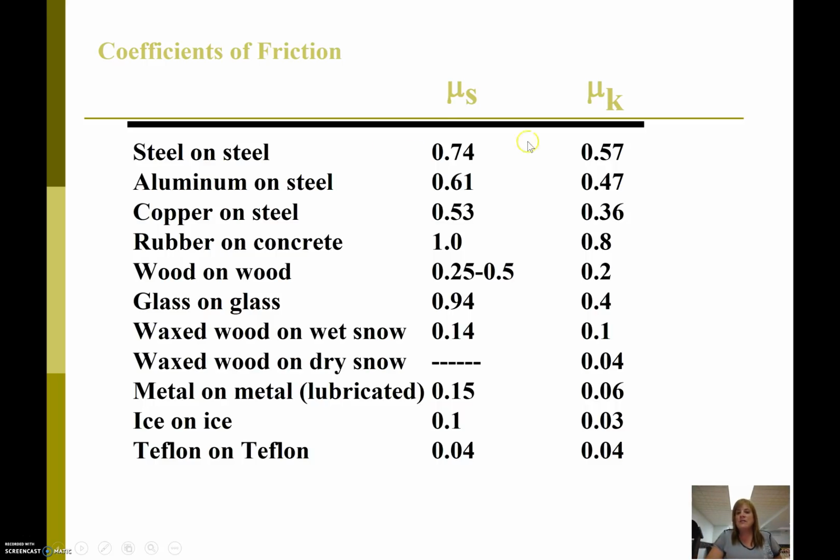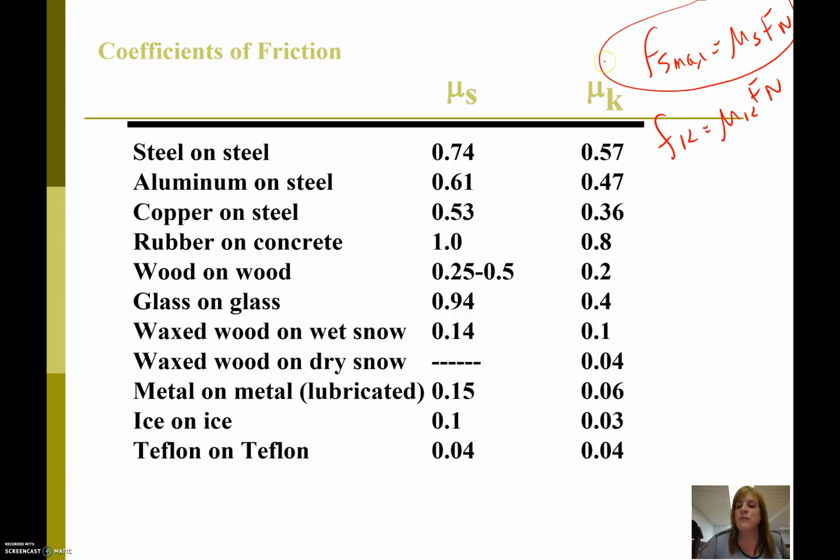Now I want you to take a look at these values and compare static friction to kinetic friction. You can see that the static frictional coefficient is always higher. So if you think about it, Fs max is the coefficient of static friction times the normal force, and kinetic friction is the coefficient of kinetic friction times the normal force. That means my maximum static frictional force is always going to be greater. So it's harder to start an object moving than to keep it moving. Also, you'll notice that each surface has a different coefficient.